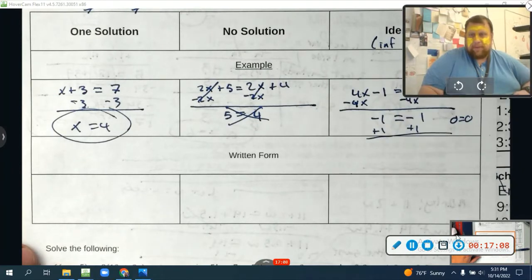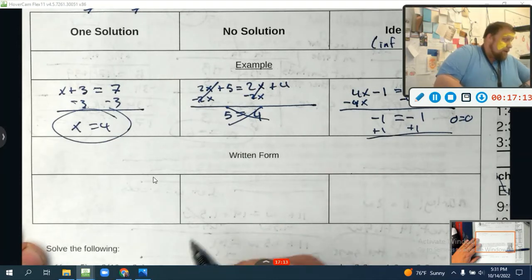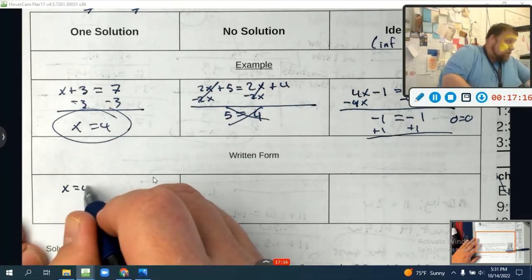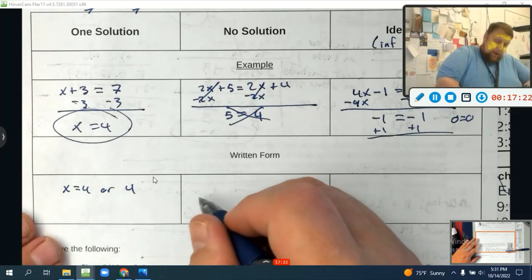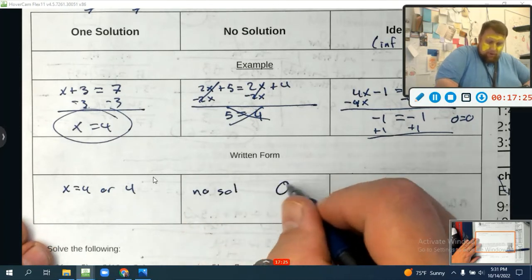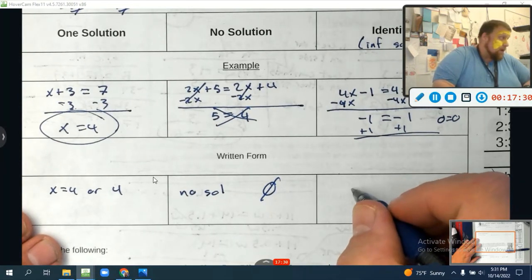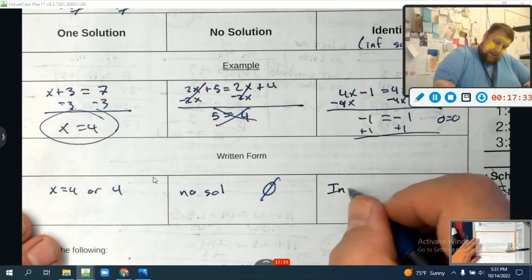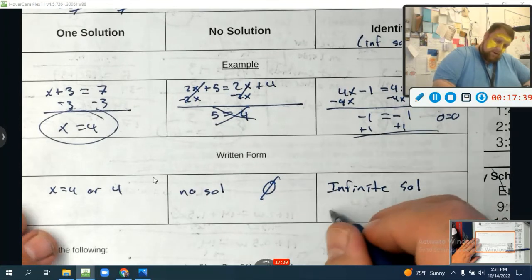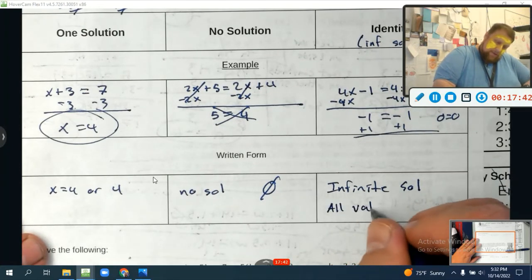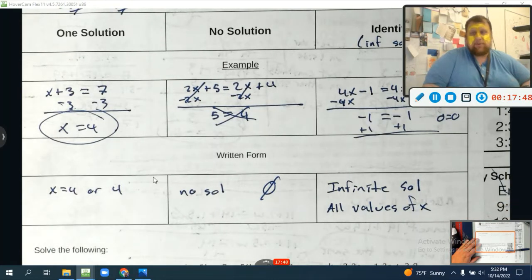And let me go ahead and move myself back up to my original position. It feels weird looking at myself down there. But I would write this as x equals 4 or just 4. That's how we write one solution. If we have no solution, we write no solution, or this is called the null set. That means no solution. And last of all, right here, we would write infinite solutions, or all values of x. Okay? That's how this works.